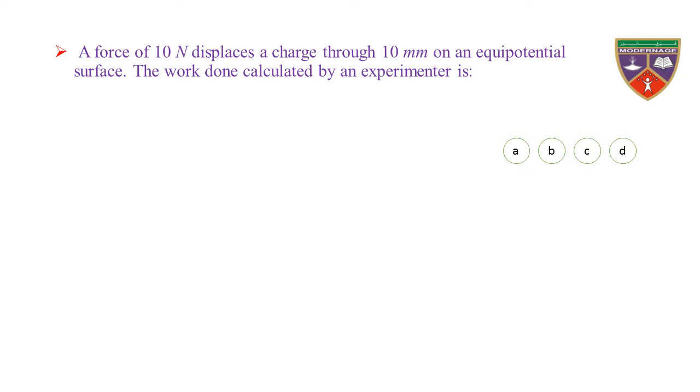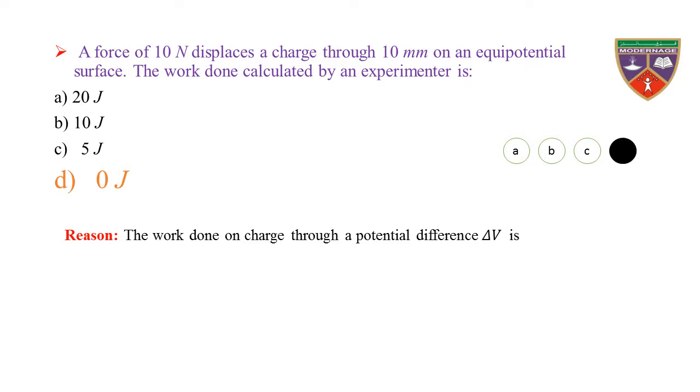A force of 10 Newton displaces a charge through 10 millimeter on an equipotential surface. The work done calculated by an experimenter is: option A, 20 joule; B, 10 joule; C, 5 joule; D, 0 joule. The key is 0 joule. Therefore, the correct option is D.